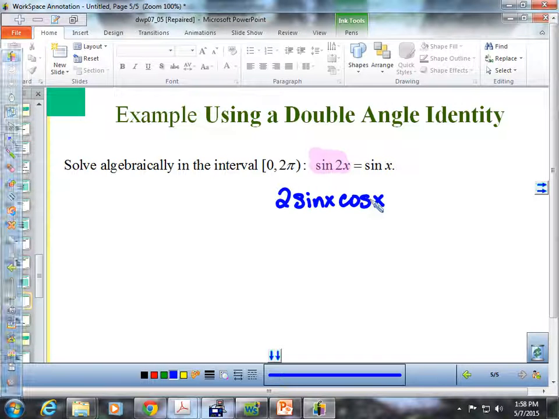And what are we going to do with that sine x over on the other side? Yeah, we're going to bring it over. 2 sine x cosine x minus sine x equals 0. Now can we solve this equation? Yes, because all of the angles are the same. They're all x now, right?